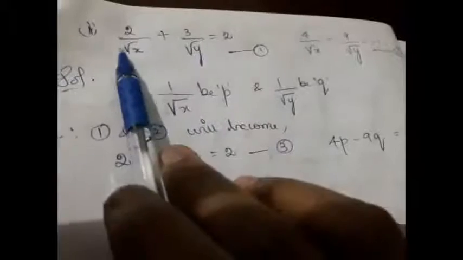Now let us see the second question. 2 by root x plus 3 by root y is equals to 2. 4 by root x minus 9 by root y is equals to minus 1. So one more thing I want to tell you, when you have a question like this, mostly you will have the same variable only in both the equations. So check it first and then take that common variable as some other variable.